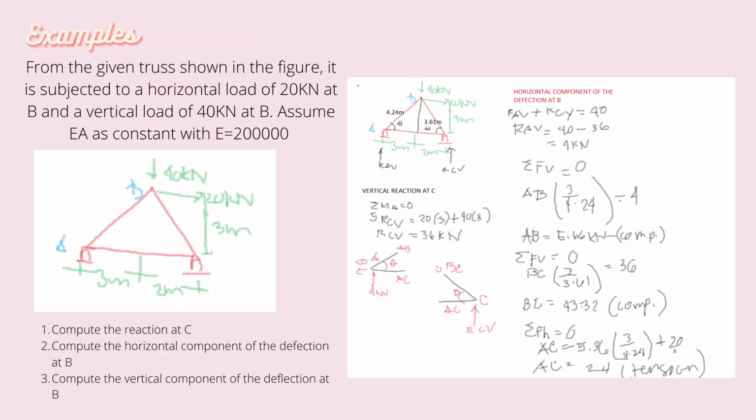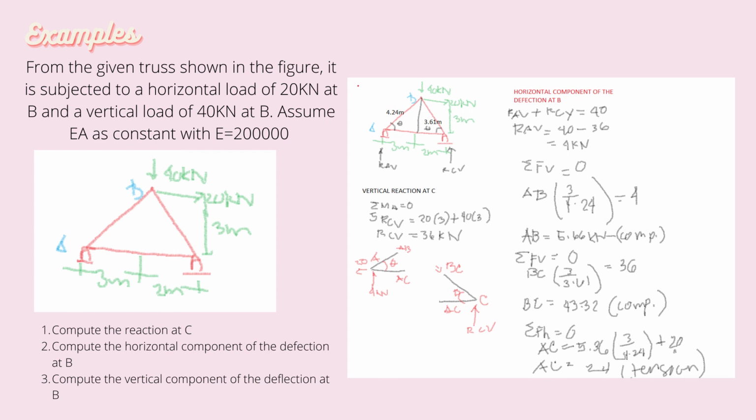So here's another example for you to try. Reading from this problem, the given truss shown in the figure is subjected to a horizontal load of 20 kilonewton at B and a vertical load of 40 kilonewton at B. Assume AE is equal to 100,000. So again, just compute the reaction at C, compute the horizontal component of deflection at B, and compute the vertical component of deflection at B.